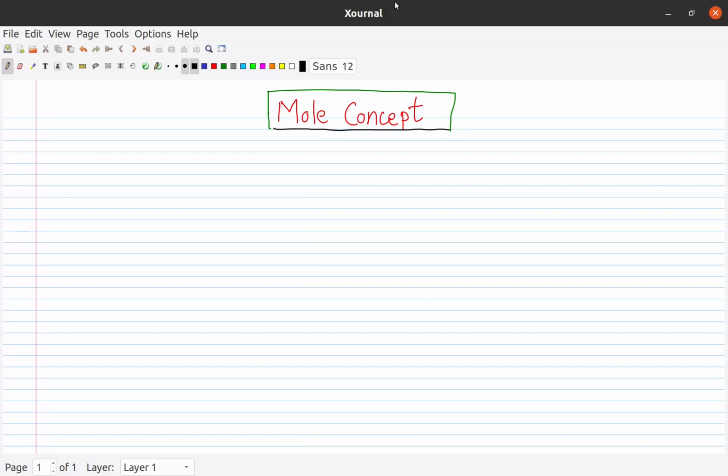So let's start this mole concept. What is mole? If we talk about the word meaning of mole, mole means a collection or heap. And if we talk conceptually, what is a mole? A mole is the seventh fundamental unit. And what are fundamental units?